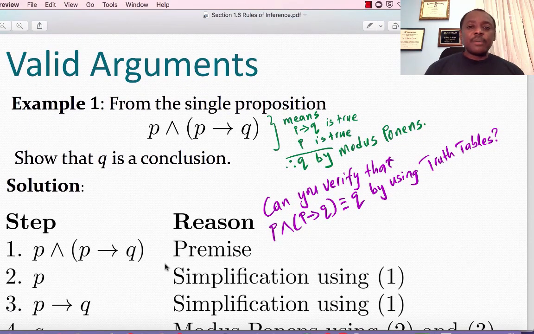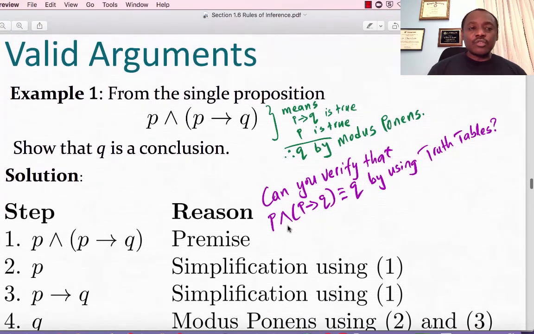For example, from the single proposition P and P implies Q, show that Q is the conclusion. So use this and show that the conclusion is going to be Q. So we have P is true, P implies Q is true, show that the conclusion would have to be Q. Now, if you break this down in the form of premise and then conclusion, we have P implies Q, and underneath that I have Q. That means underneath that I have P, so that becomes modus ponens. By modus ponens, my conclusion is going to be Q, and that is perfect.